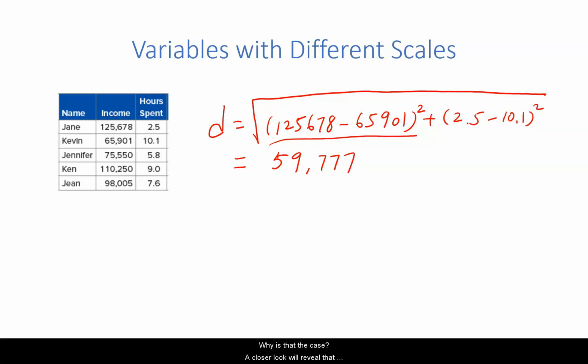Why is that the case? A closer look at the data will reveal that the income is measured in dollars, which is a much larger scale than the number of hours, which is measured in hours. Therefore, it tends to have much larger numbers. The formula for both Euclidean distance and Manhattan distance suggested that the variables measured using greater scales would have an oversized influence on the distance calculation. That does not sound fair, right? So how do we resolve this issue?